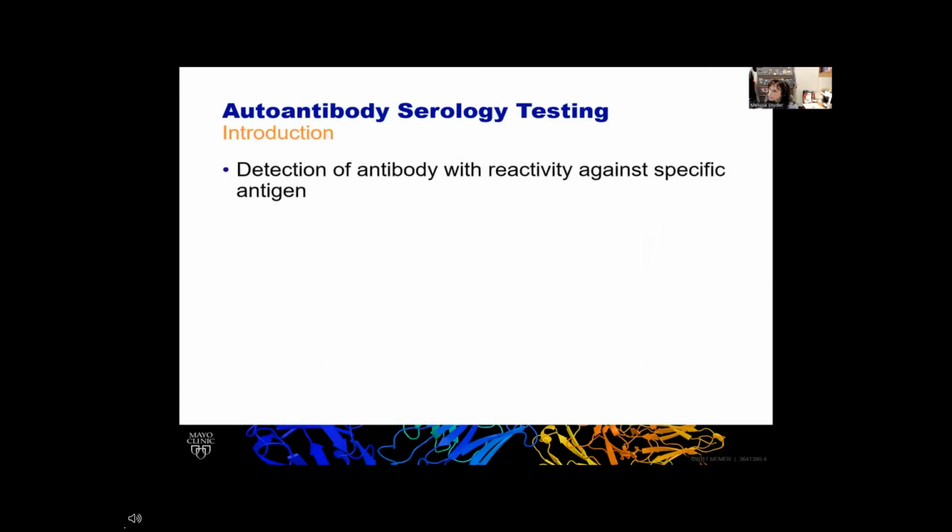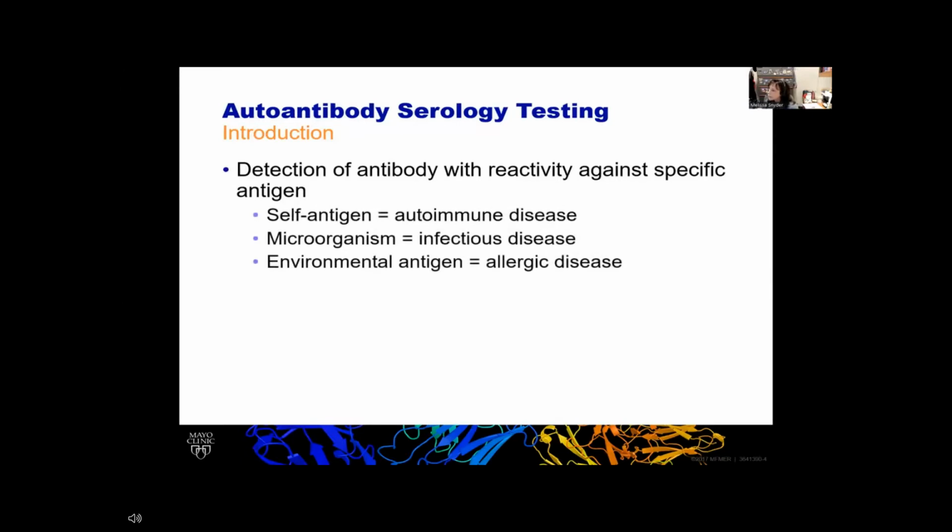So as a way of introduction for my presentation today, I really want to be clear what we're talking about. The assays that we're going to be focusing on today are ones where we detect an antibody that has specific reactivity against an antigen. Now, in the context of autoimmune disease, we'd be talking about a self-antigen, but these antigen-specific antibodies may also be detected against microorganisms in the context of infectious disease or against environmental antigens in the context of allergic disease.